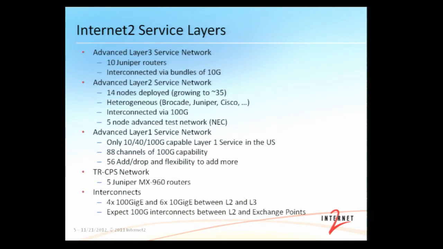So Internet2 is at this point offering 3 sets of services: our layer 3 service network, our layer 2 network, and our layer 1 network. We also have our commercial peering service, and we also connect to a bunch of international exchange points. For our layer 3 service, it's built on 10 Juniper routers interconnected via bundles of 10 gig. Our layer 2 service, as I mentioned, is 14 nodes today.